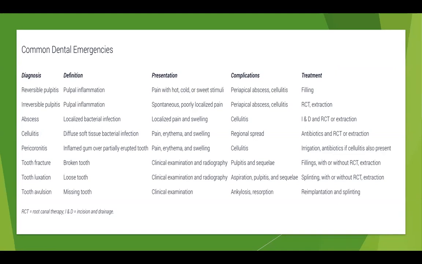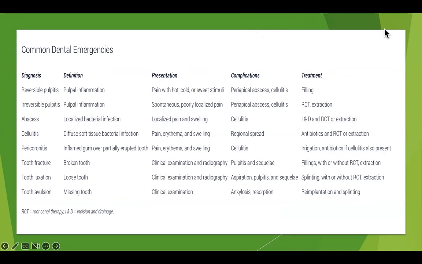For tooth fractures, tooth luxation, tooth avulsion, you're mostly going to get pulpitis, or the patient for luxation is going to have an aspiration or pulpitis. And then for tooth avulsion, a missing tooth, they can either have ankylosis or resorption.